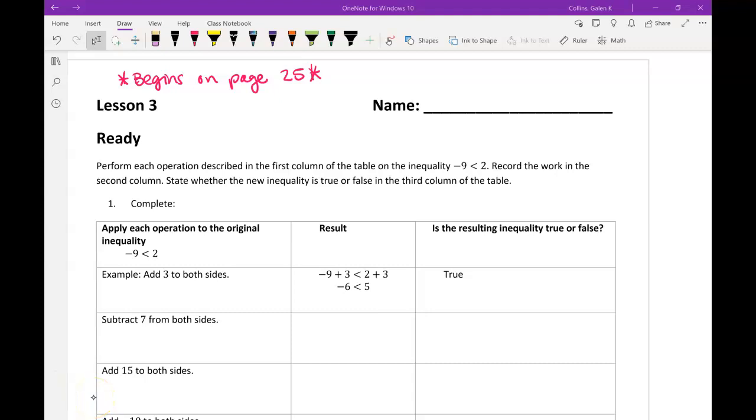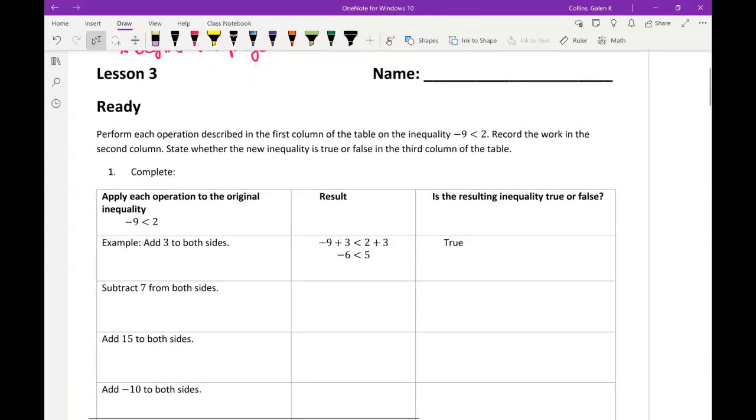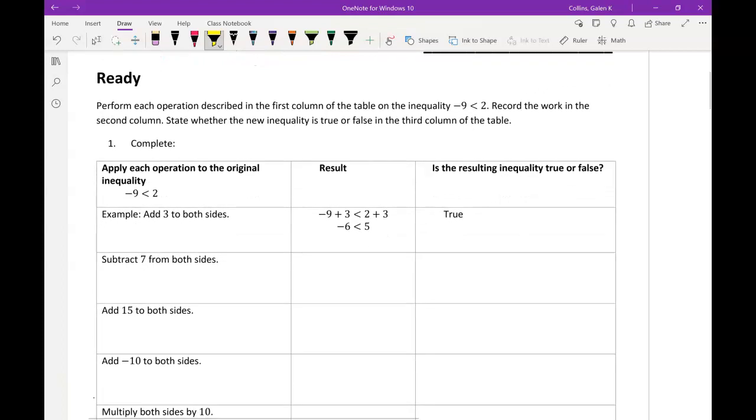All right, this is the video for the Unit 4, Lesson 3, Ready, Set, Go. Well, the Ready problem set. And I believe it actually starts on page 25. The packet was numbered a little differently than my digital version.